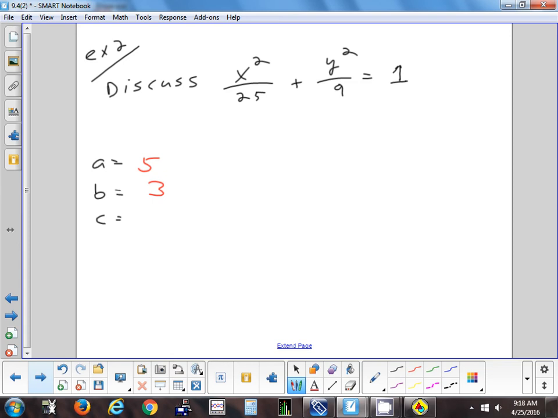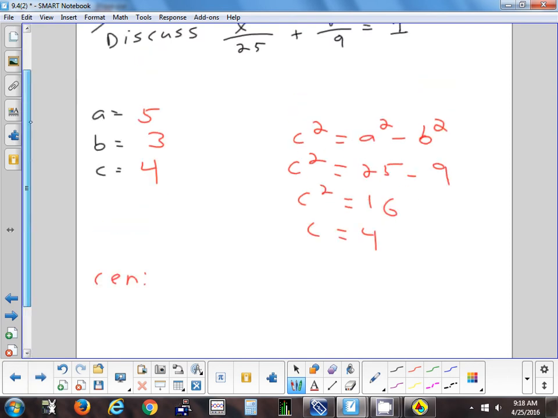And now, to discuss the foci, eventually we have to have C. So we really need to find that. C squared equals A squared minus B squared. So we're going to have 25 minus 9, which is how much? So what's C? 4. C is 4. Right, now we know the 3 letters. That's going to help us to describe everything we need to.